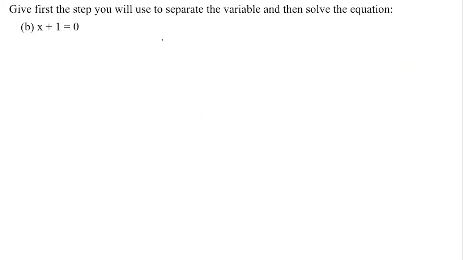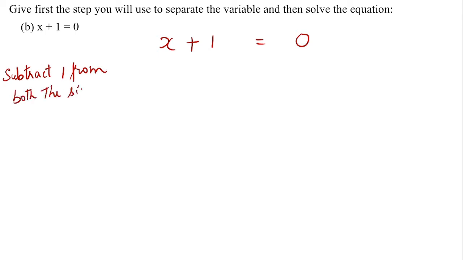So what's given over here? x plus 1 is equal to 0. So what's the step? Plus 1 is there. So what you have to do? Subtract 1 from both the sides of the equation. So x plus 1 minus 1 is equal to 0 minus 1. Plus 1 minus 1 cancels. So x is equal to 0 minus 1, which is minus 1.